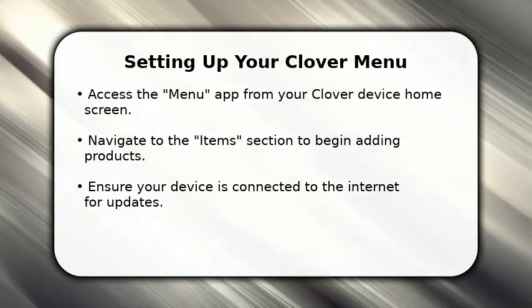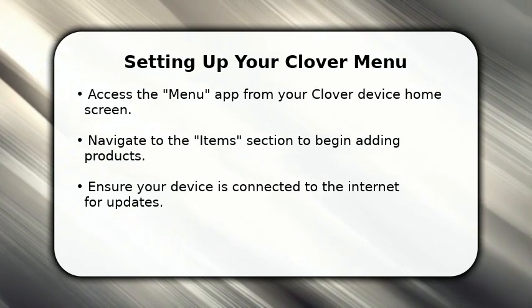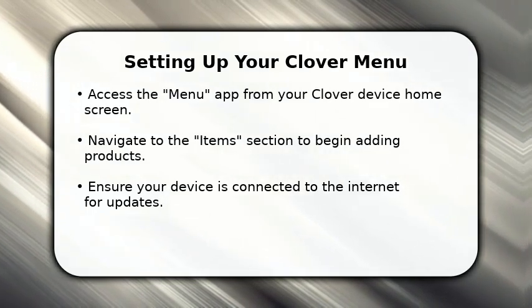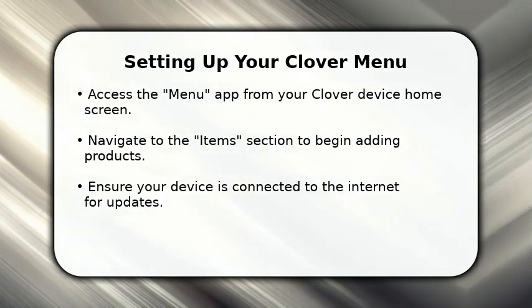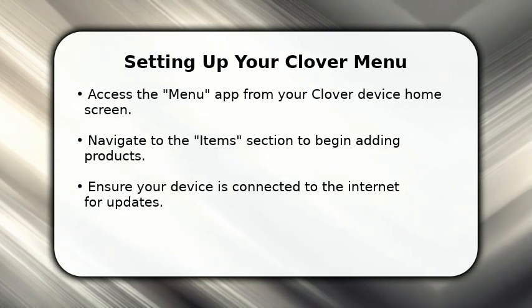In this video, I will explain how to set up your menu on Clover. First, locate and tap the Menu app icon on your Clover device's home screen. Once inside, you will see several options.